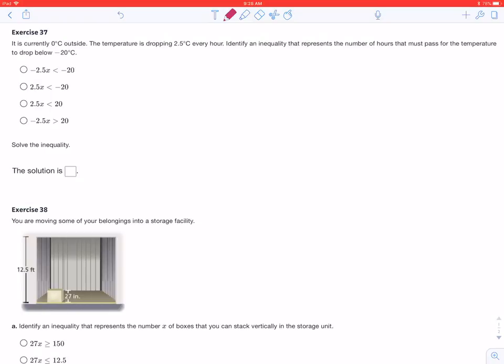The temperature is dropping 2.5 every hour. Identify an inequality that represents the number of hours that must pass for the temperature to drop below negative 20 degrees Celsius. So I can kind of sketch this out, and in my mind I can see that I'm at 0 degrees Celsius, and then it's dropping by 2.5 degrees Celsius every hour, and I'm trying to figure out how many hours need to pass to get to negative 20 degrees Celsius.